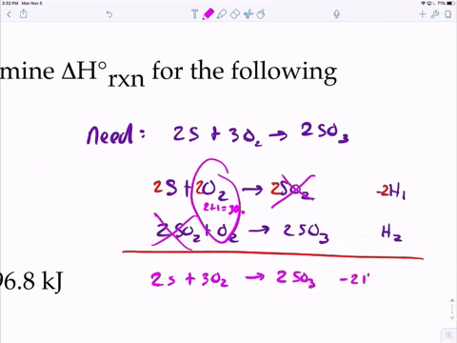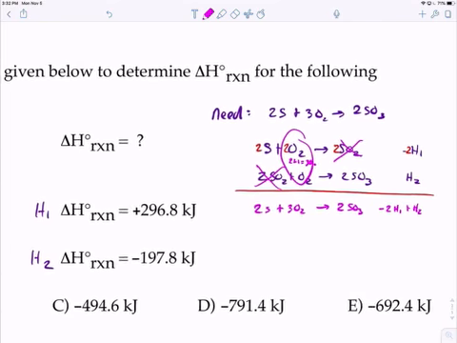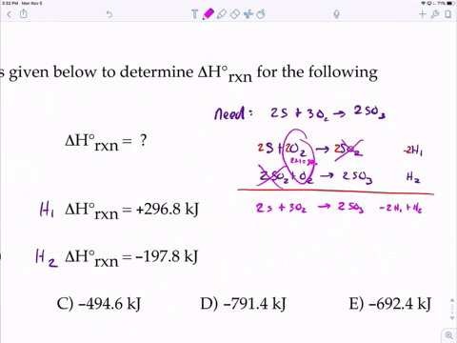We have minus 2H1 plus H2. So then we go back to see what H1 and H2 is. So 2 minus 2 times 296.8 plus a minus 197.8. Whatever the heck this is, that's their answer.